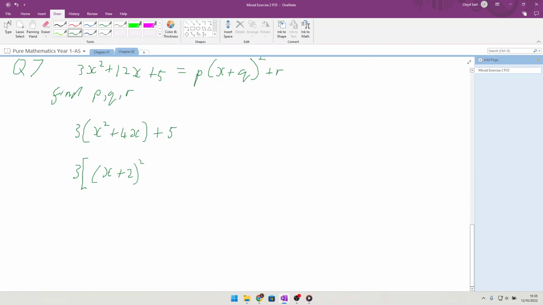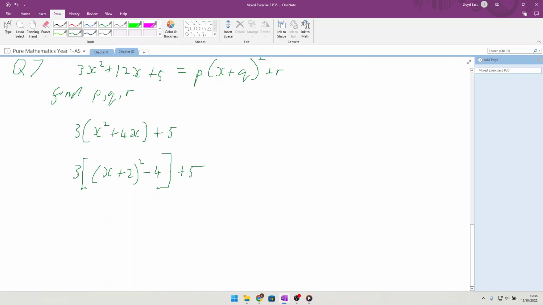Now when we multiply this out, x times x will give us x squared, plus 2x will give us 4x, and we also get 2 times 2, which is 4, which we should not have. So we need to take away a 4. Close the big brackets of the factorization of 3, and we still have the plus 5 on the outside.